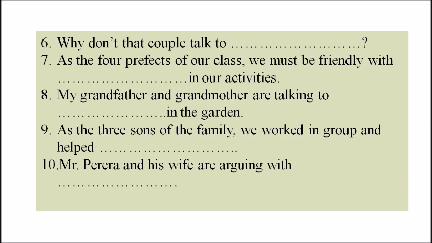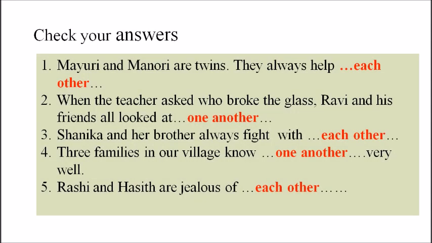It's time to check your answers. Number 1. Mayuri and Manori are twins. They always help each other. Number 2. When the teacher asked who broke the glass, Ravi and his friends all looked at one another. Number 3. Shanika and her brother always fight with each other.